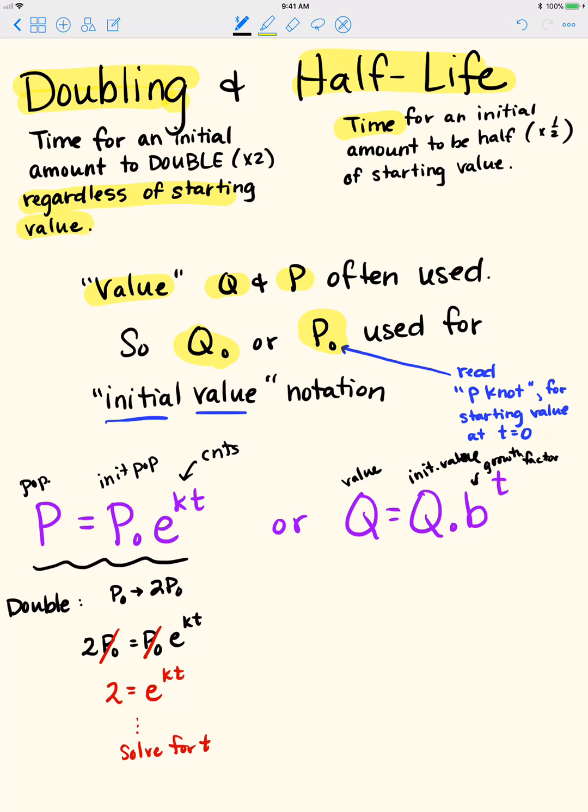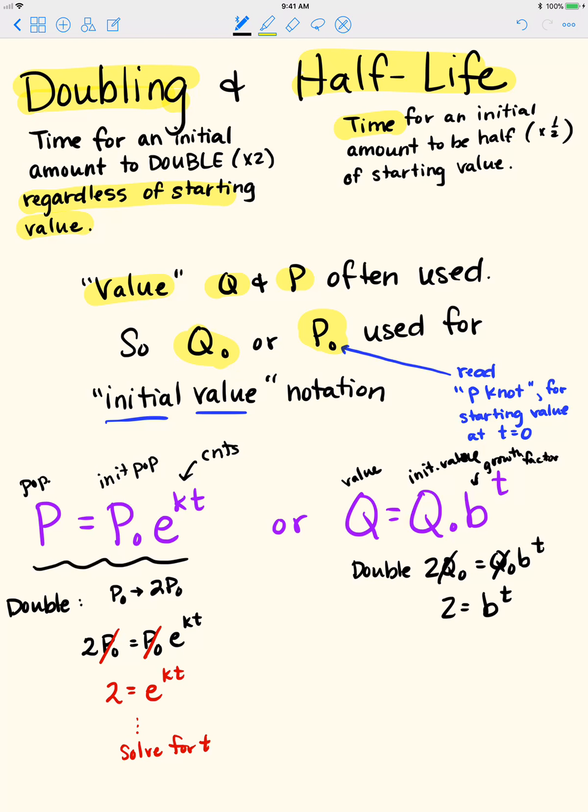If you wanted to double that one, it would be double the initial value equals the initial value times b to the t power. The Q naught values cancel, and you're left with 2 equals a factor to a power, and then you're going to use that and solve it for the power using logarithms.